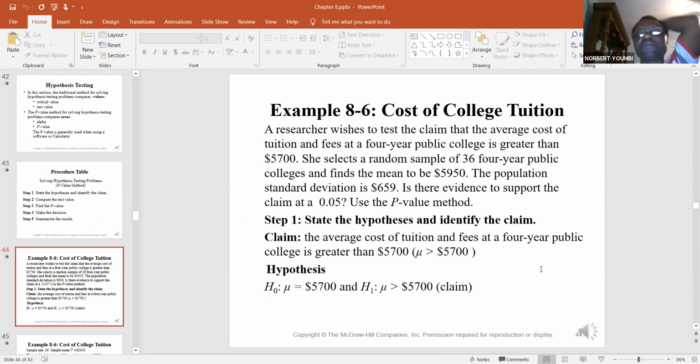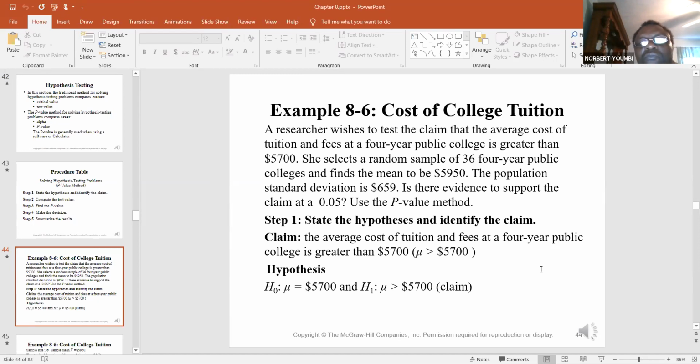So let's look at this example. A researcher wishes to test the claim that the average cost of tuition and fees at a 4-year public college is greater than 5,700. She selects a random sample of 36 4-year public colleges and finds the mean to be 5,950. The population standard deviation is 659. Is there enough evidence to support the claim at 0.05?